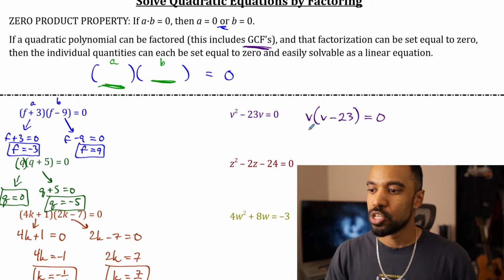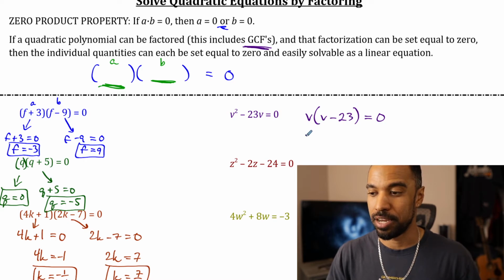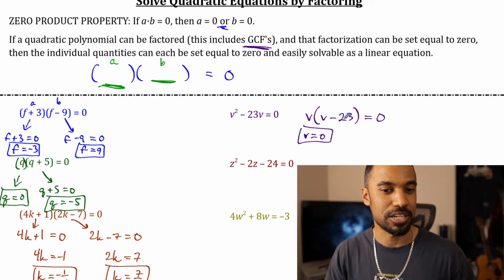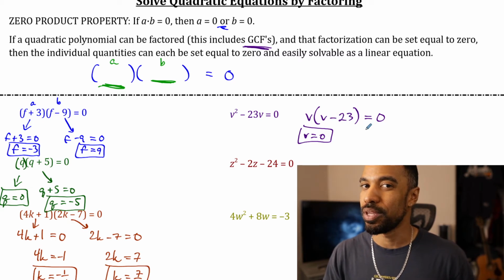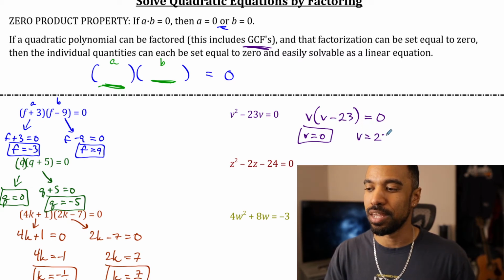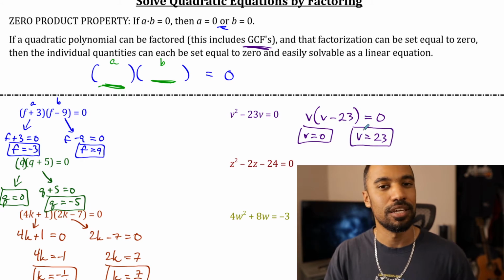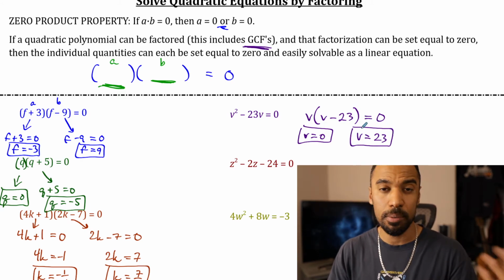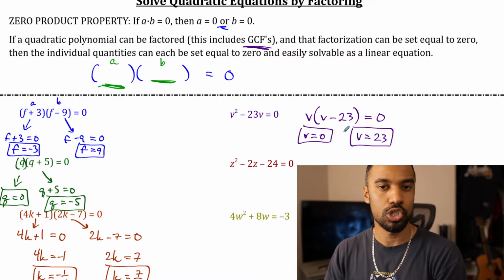That'll help you. So now I use the zero product property from here. Either v equals 0, which is one of my answers, or, if you were paying attention last time, if v minus 23 equals 0, v equals 23. Remember, it's the opposite of that other thing. Maybe you're going to catch on with that pretty fast. I want to make this video fast, and those are your two answers.